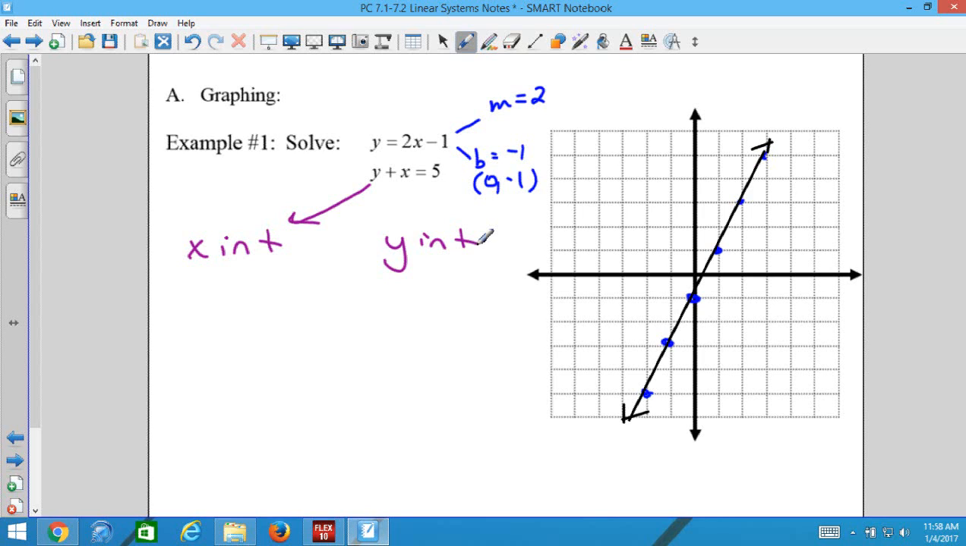Remember, to find the x-intercept, you just make y 0. So if I make y 0, what's the x? 5. So that ordered pair would be 5, 0. For the y-intercept, make x 0. So we get y equals 5. Bottom one, so we had 0, 5. And those are two ordered pairs. We're going to graph those and use a straight edge to connect.